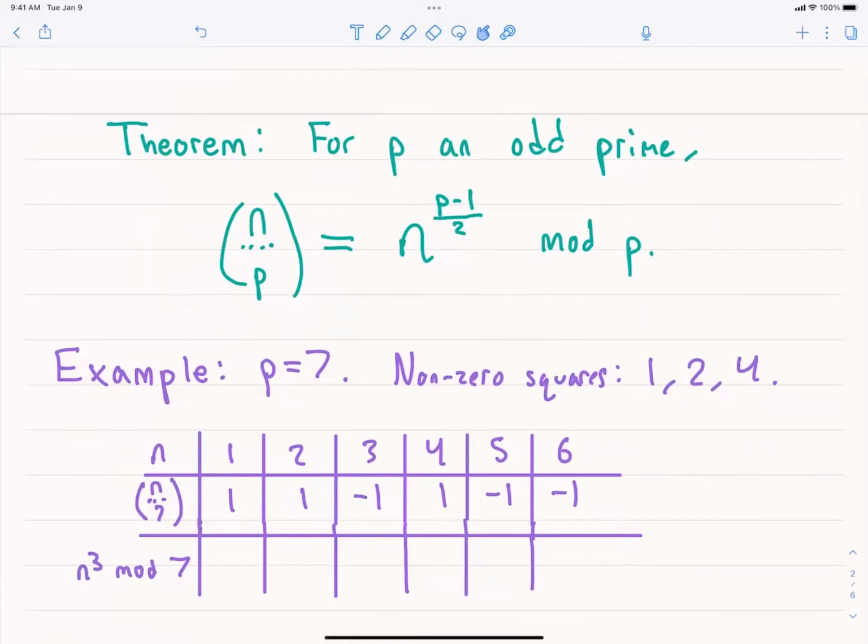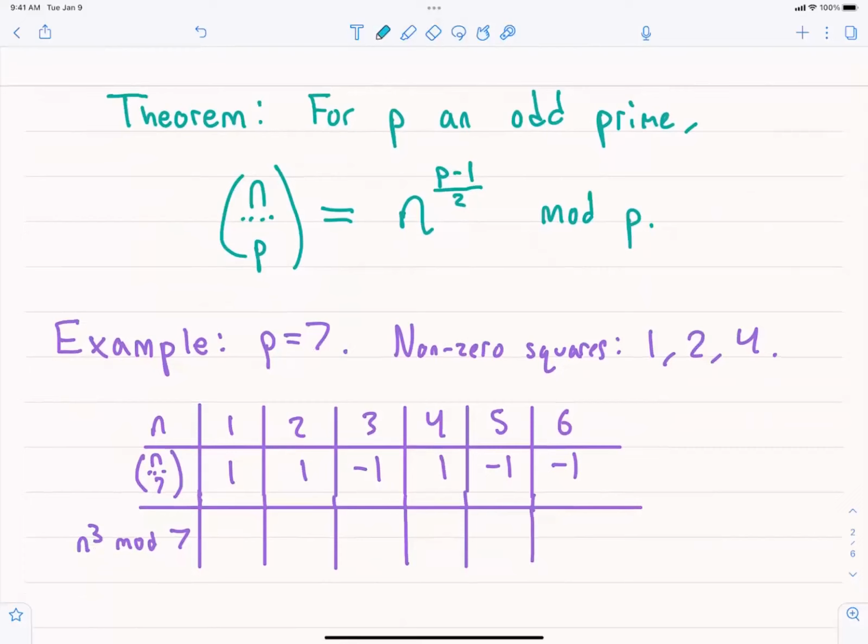Let's check we get the same thing when we do n cubed. If I do 1 cubed mod 7, that's 1. If I do 2 cubed mod 7, that's 8, which is again 1 mod 7. If I do 3 cubed, that's 27, which is 3 times 7 plus 6. So this is 6 mod 7, but 6 mod 7 is just -1. So I get a -1 there.